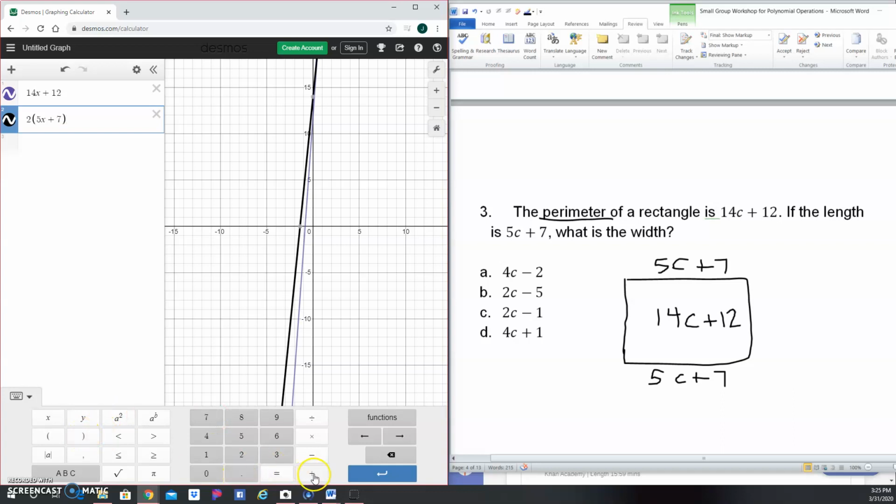Then you're going to add that to 2 of each of these. So you're going to plug this in one by one and see which one goes on top of the first one. So let's go ahead and plug in letter A. So 2 of letter A, which means 2 of 4x minus 2. As you can see, it did not go through. So that is not our answer.